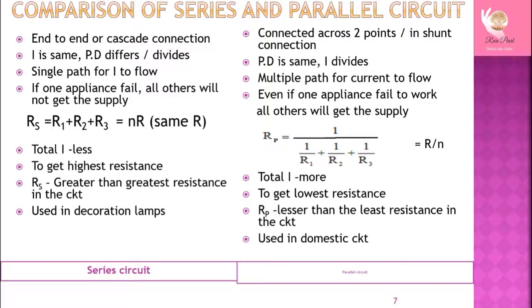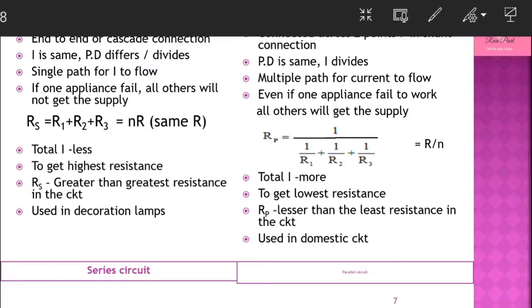Now we will see the next difference. The total current will be less in series connection because resistance is more, whereas in parallel connection the total current will be more because resistance is less. To get the highest resistance, we need to go for a series circuit. To get the lowest resistance, we need to go for a parallel circuit.